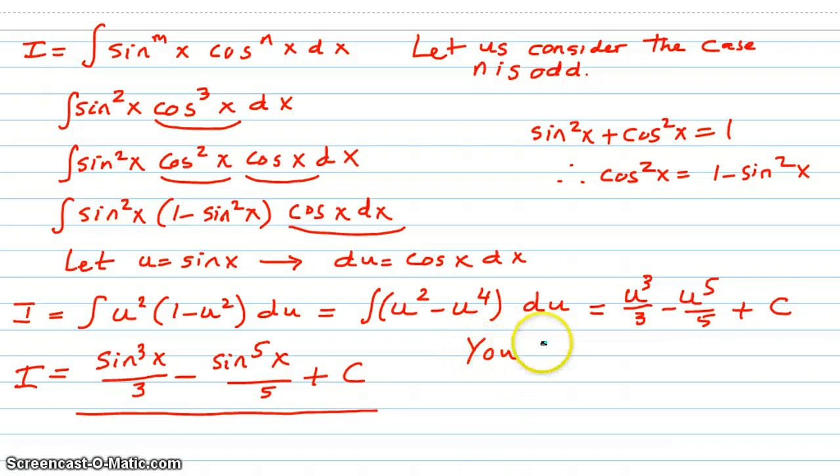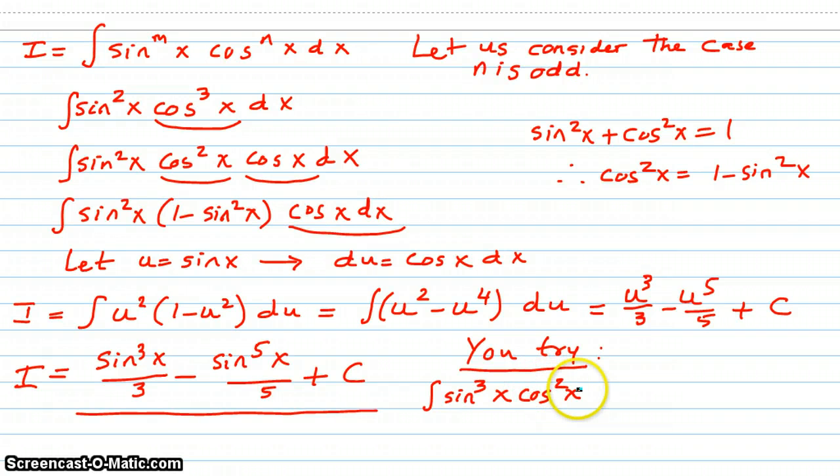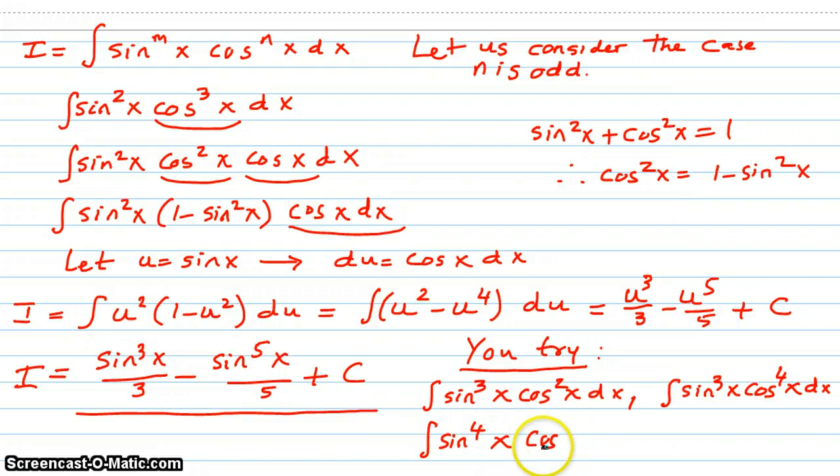I want you to try these problems. Integral sine cubed x cosine squared x dx, sine cubed x cosine to the 4 x dx, sine to the 4 x cosine cubed x dx. Just small variations, the procedure is exactly going to be similar.